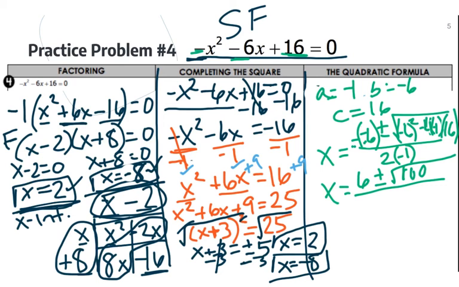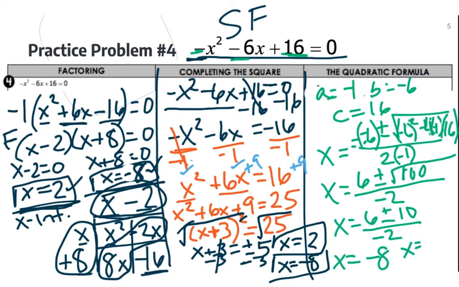All right, and 2 times -1 is -2. So that gives me 6 plus or minus 10. Remember, the square root of 100 is 10, divided by -2. So x equals 6 plus 10 is 16, divided by -2 gives me -8. And 6 minus 10 is -4, divided by -2. -4 divided by -2 is a +2. So again, same exact answer as the other 2 methods.